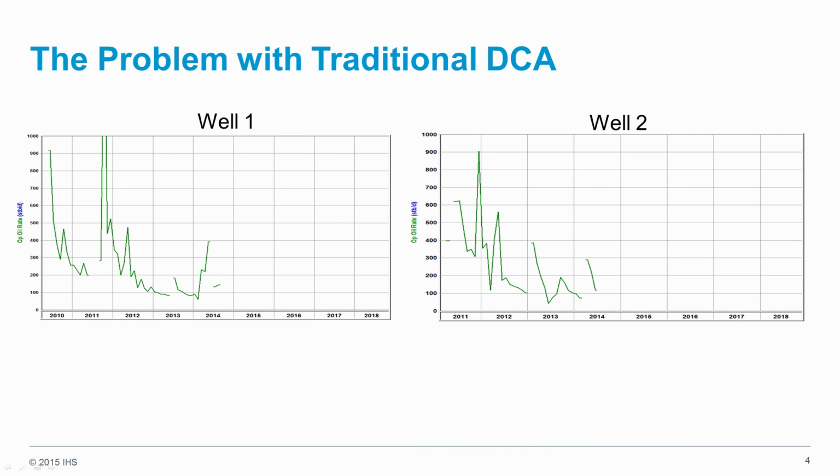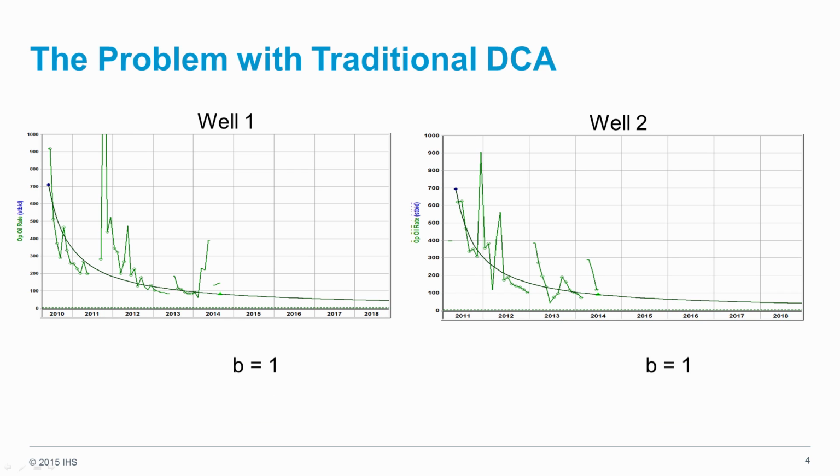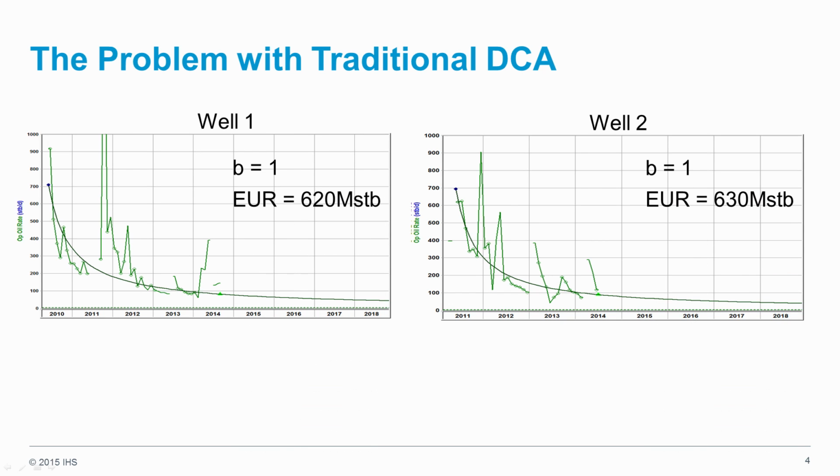Here's another illustration of some issues with just using decline curve analysis. Here is the production history for both well 1 and well 2. They have somewhat similar histories, and when I best fit a decline through them, they both yield a B-value of 1, and their EURs are fairly similar, between 620 and 630,000 barrels.